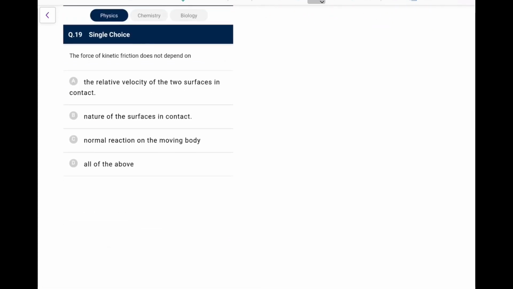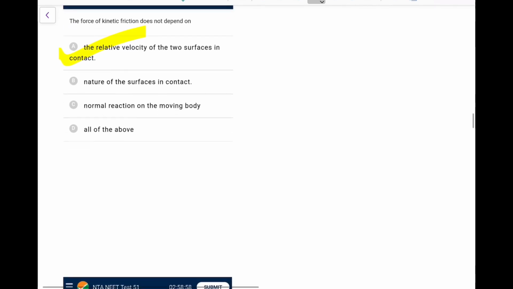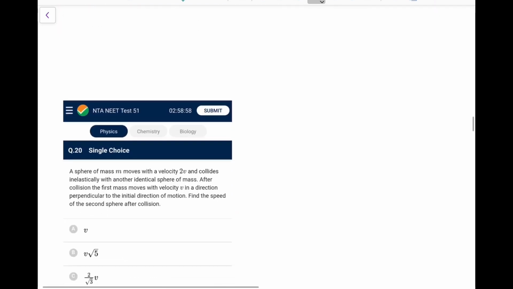Next. The force of kinetic friction doesn't depend on the relative velocity of the two surfaces in contact. You know this because for small speeds we take it to remain the same, whether the relative speed is 1 or 2. It depends on the nature of the surfaces. It depends on the normal reaction of the moving body, you know that. So option A is the most appropriate one.